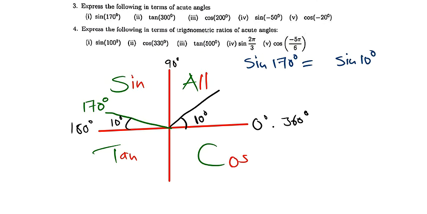Now what determines the sign of this is where you are. We are in the second quadrant. Sine is what? Positive, so it remains positive. You can get a calculator, you will see that basically sine 170 is equal to sine 10.